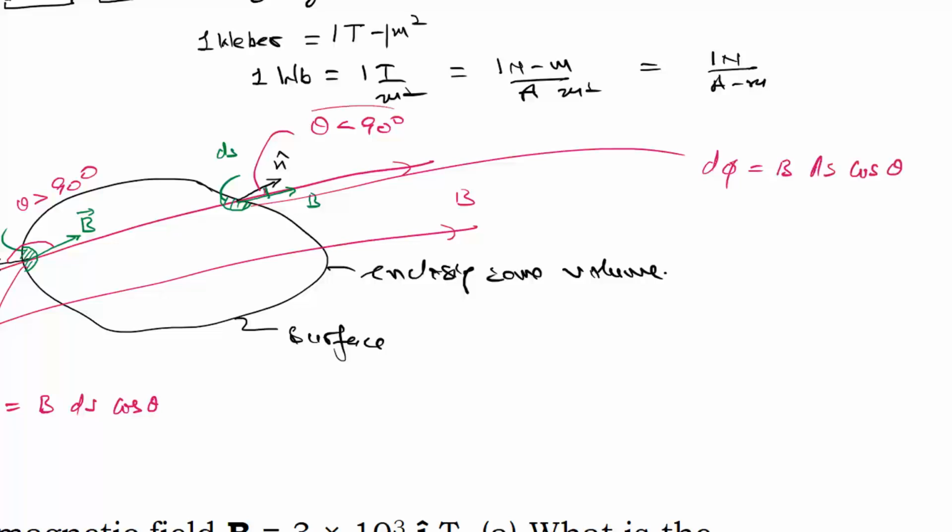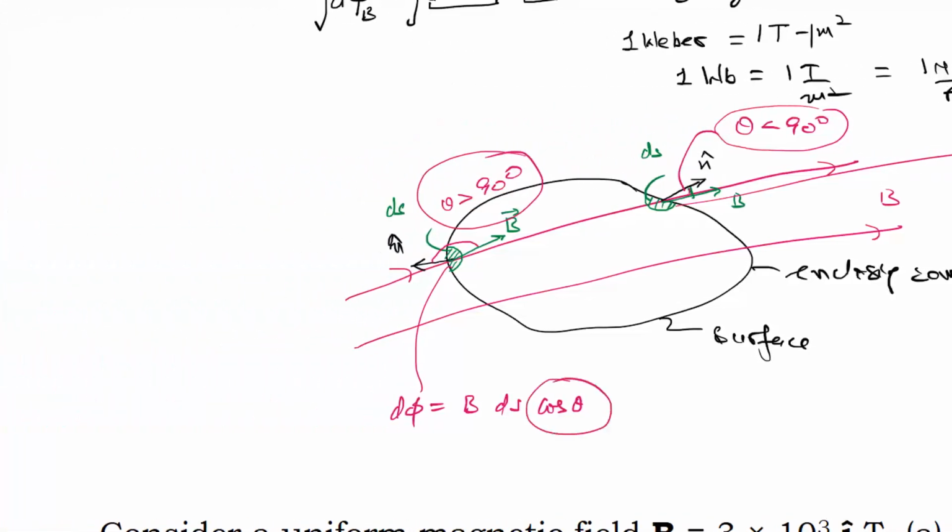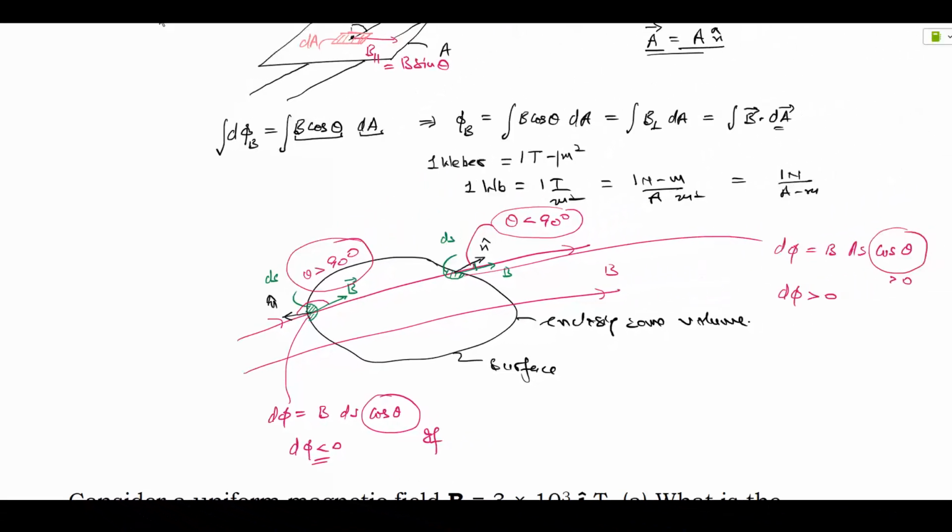Now as theta is less than 90 degree here, so this value of cos theta is greater than 0, means positive. So you will say that the flux is positive. But here, as the theta is greater than 90 degree, so cos theta is negative, so the flux will be negative.